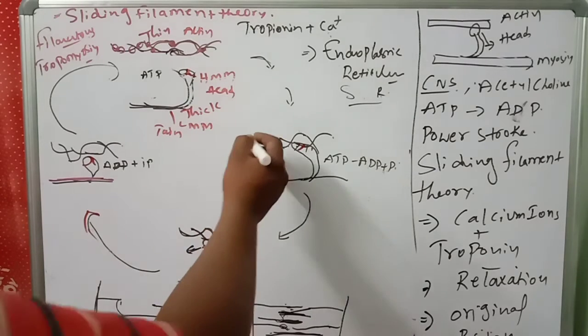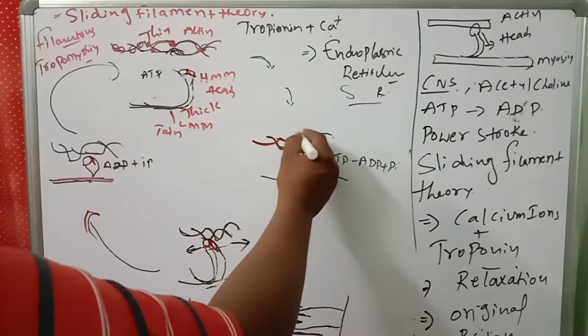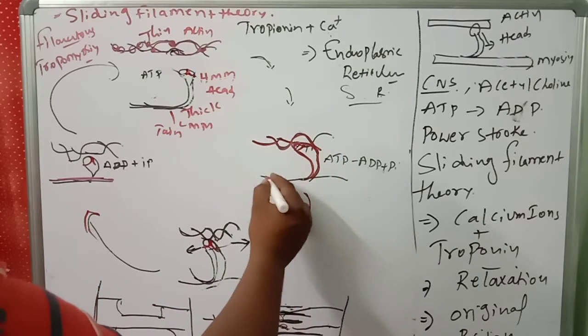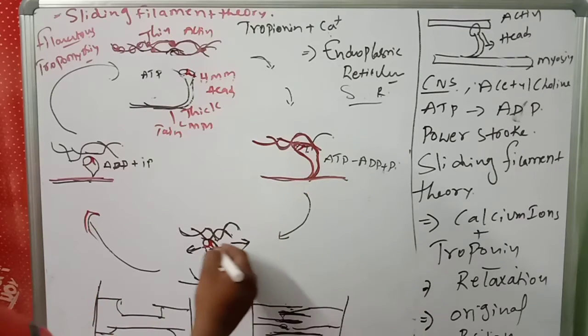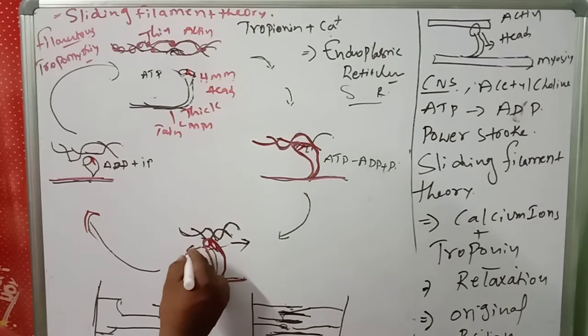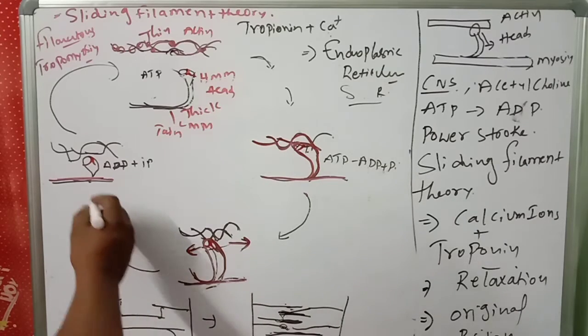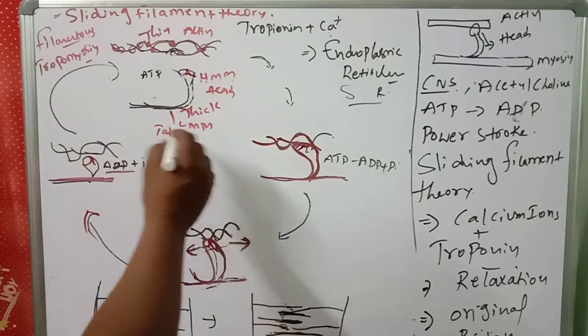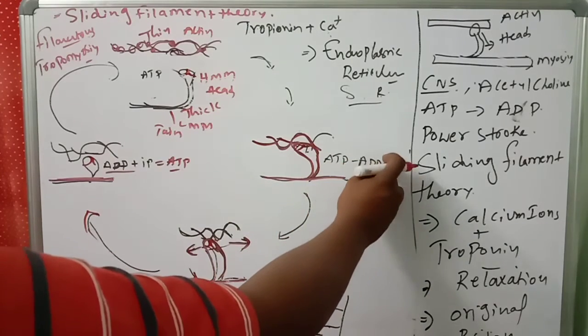So what is this? It's called actin. It's called the myosin head. So this is myosin. So it is bending, like this bending. It is moving like that. So again ATP will bind. Again what will be formed? Here ATP is released.